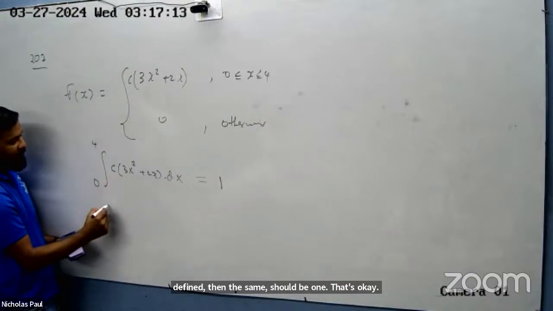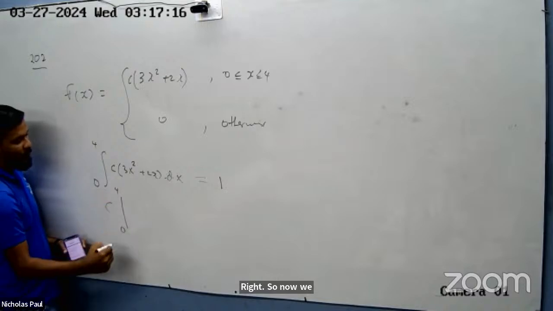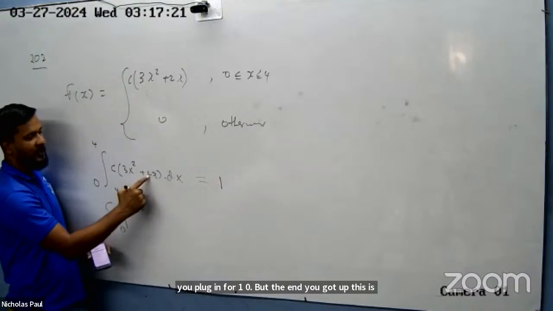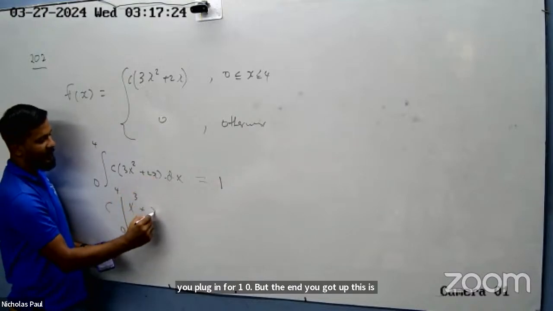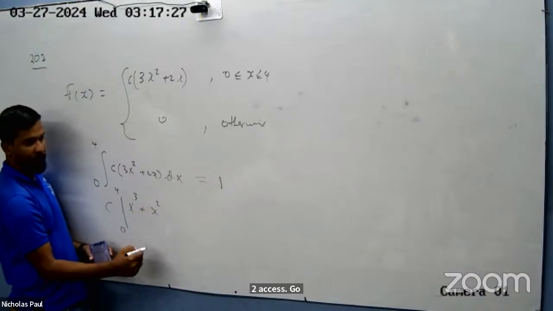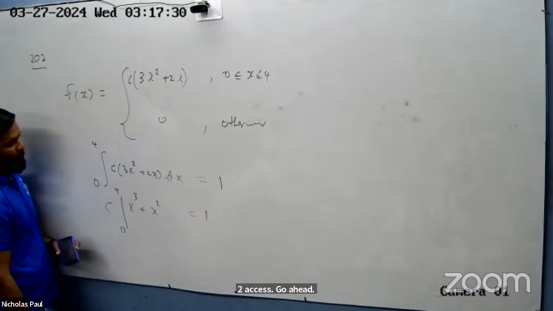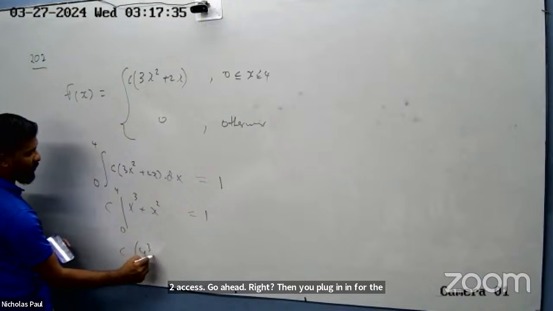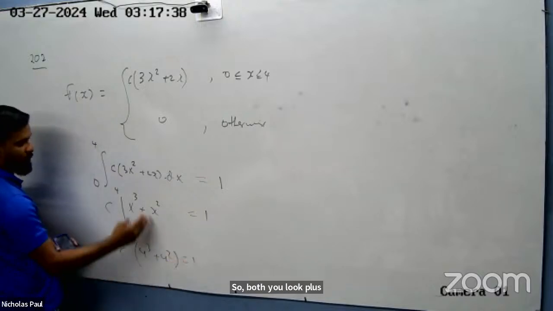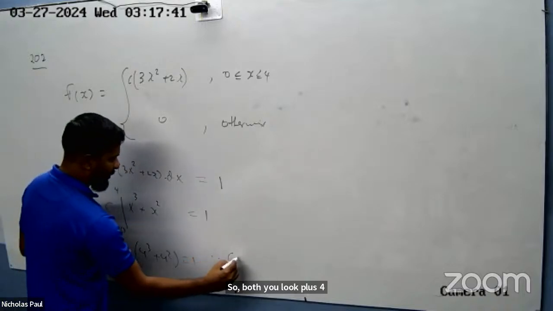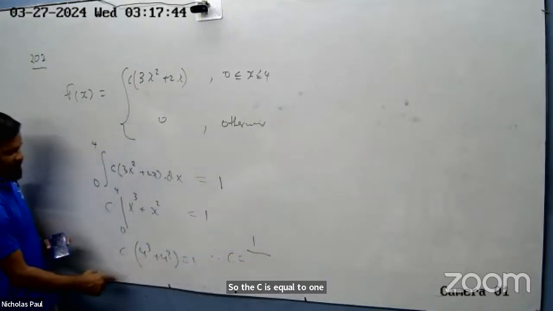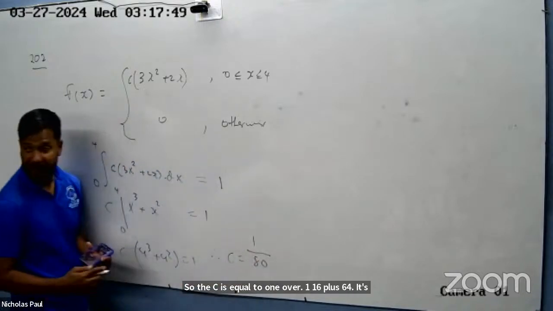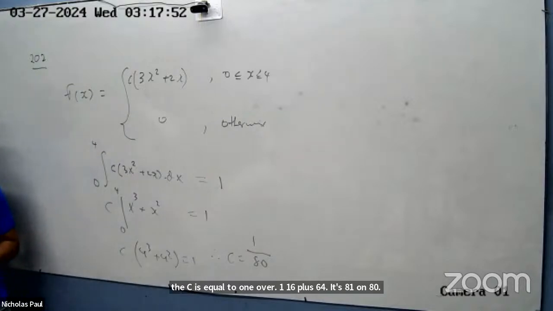So now we integrate. Pull out the C, and then we plug in 4 and 0. The integral of this is x cubed, and the integral of 2x is x squared, all equal to 1. Then you plug in 4 and you plug in 0. So C times (4 cubed plus 4 squared) equals 1. No need to plug in 0. So C is equal to 1 over (64 plus 16), which is 80. So C is 1 on 80. That's the answer.